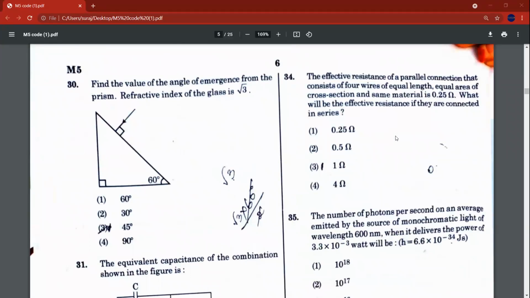The effective resistance of a parallel connection that consists of 4 wires of equal length, equal area of cross section, and same material is 0.25. What is given here? Option 4 will be correct. 4 wires are there, they are in parallel. Parallel means R equivalent will be R by 4. So R by 4 is given as 0.25. 0.25 into 4 means 1. Each R is 1 ohm. They are connected in series, so 4 ohm will be the answer. Now 35.